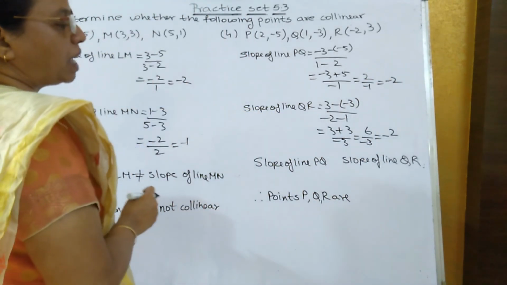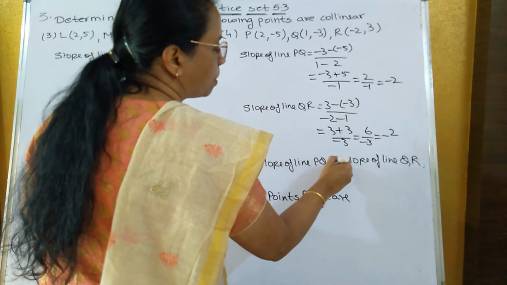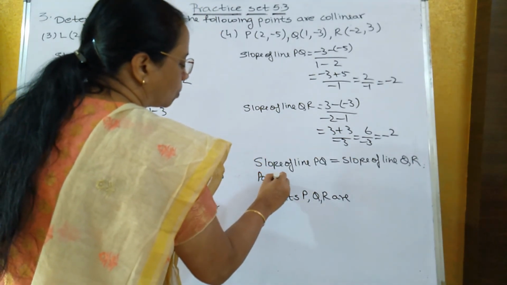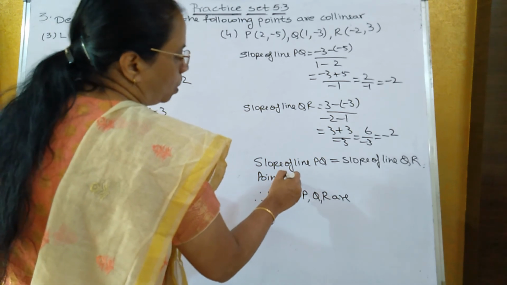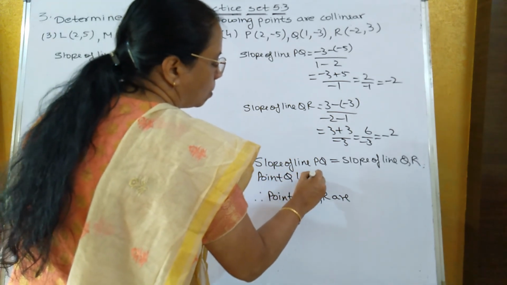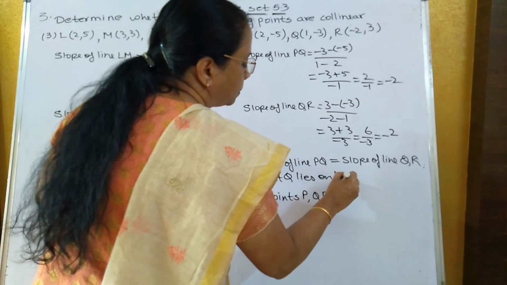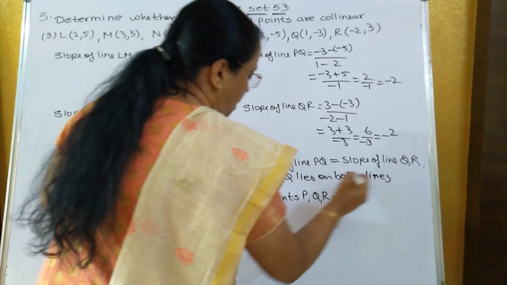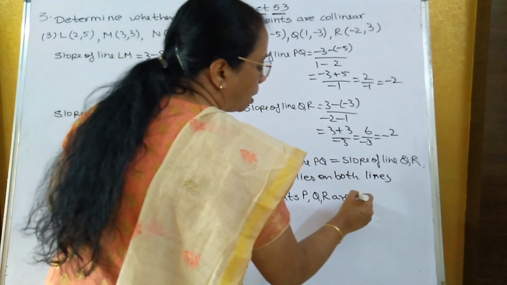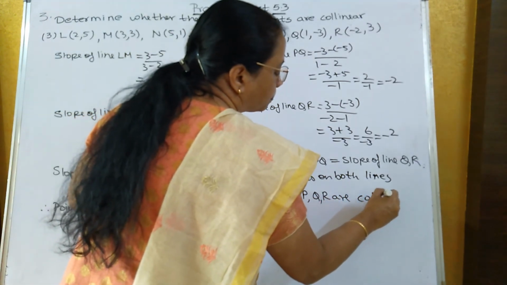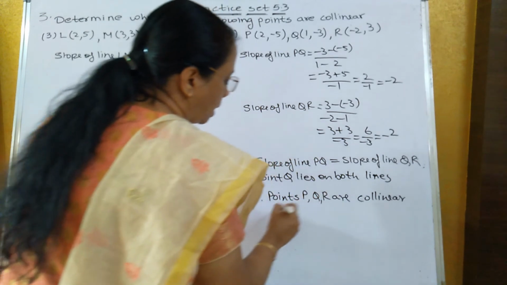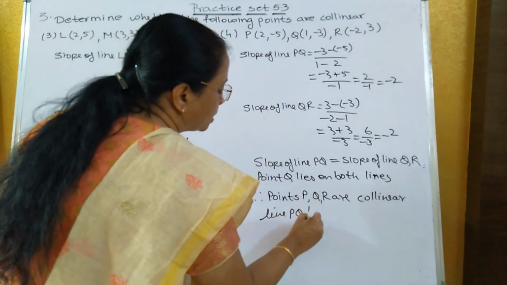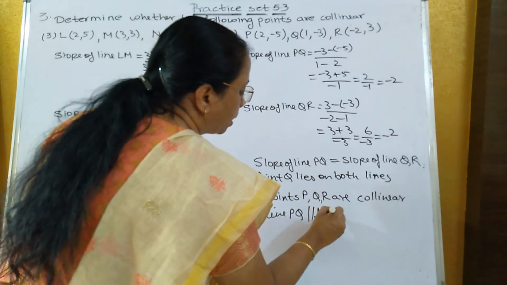So slope of line PQ is equal to slope of line QR, and point Q lies on both lines. Therefore points P, Q, R are collinear. And line PQ is parallel to line QR.